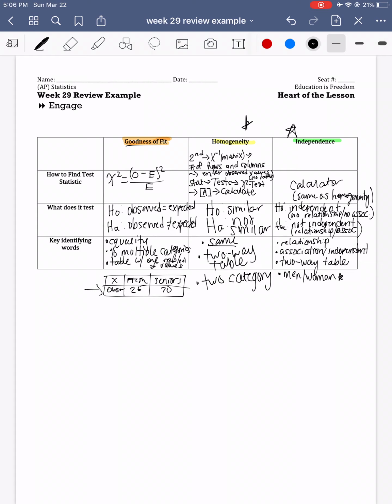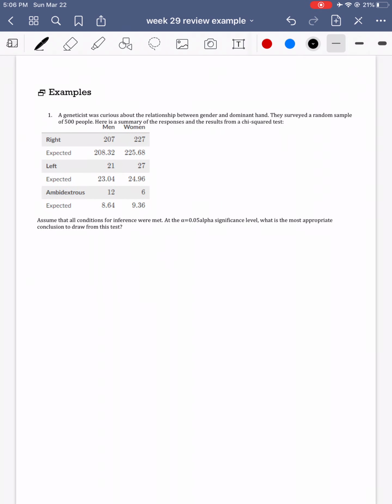Okay, so let's look at an example where we can use the information on this table to actually figure out what type of test we need to do. So here we have a geneticist who was curious about the relationship between gender and dominant hand. They surveyed a random sample of 500 people. Here is a summary of the responses and the results from a chi-square test. Assume that all conditions for inference have been met at the 0.05 alpha significance level. What is the most appropriate conclusion to draw from this test?